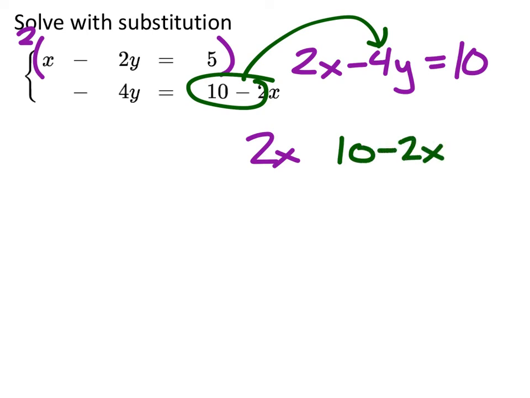But if we just keep it like that, then you guys are going to want to multiply stuff. That's why I put that plus there. So I've replaced my negative 4y with this 10 minus 2x stuff. And this equals 10.